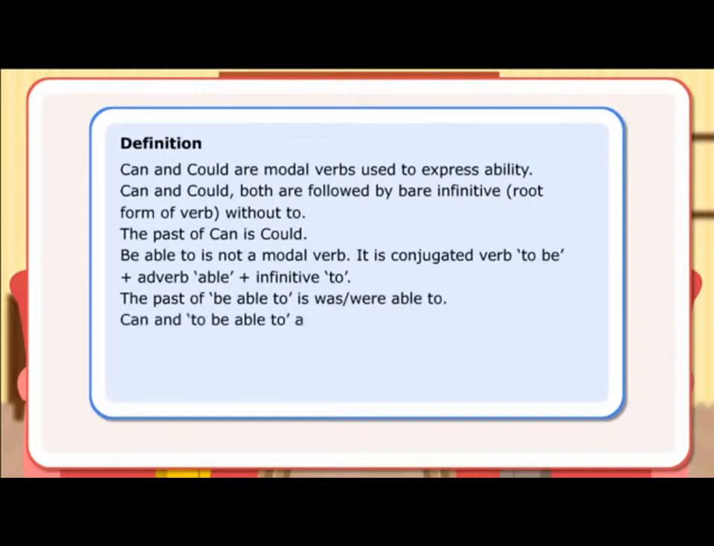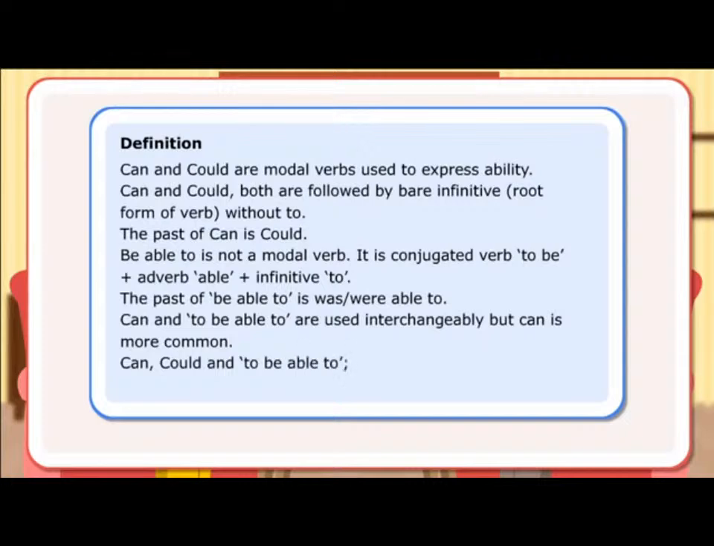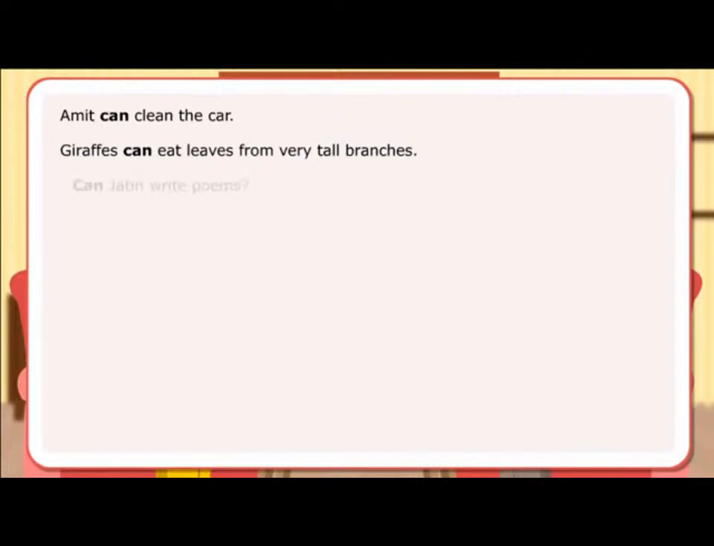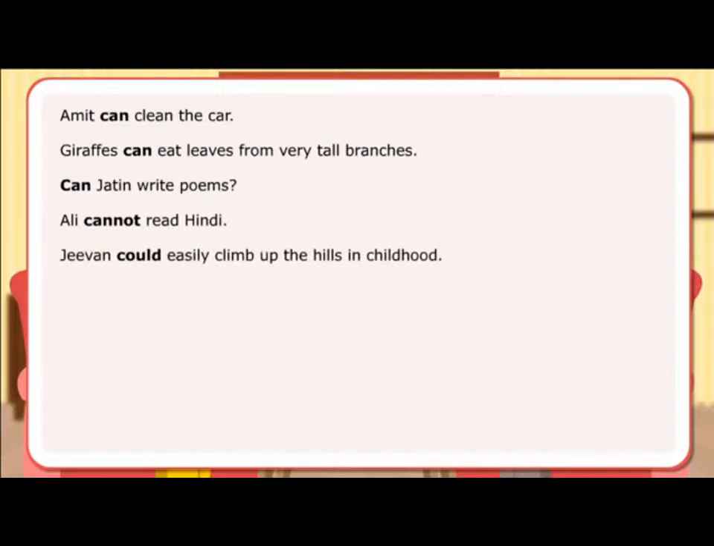Can and to be able to are used interchangeably, but can is more common. Can, could, and to be able to all can be used in negative and interrogative forms. Let us look at these sentences. Amit can clean the car. Giraffes can eat leaves from very tall branches. Can Jatin write poems? Ali cannot read Hindi. Jeevan could easily climb up the hills in childhood. Sarthak could not crack the entrance exam last year.